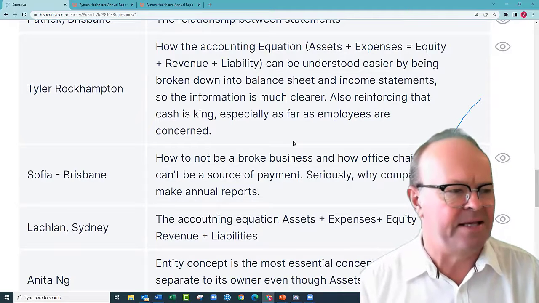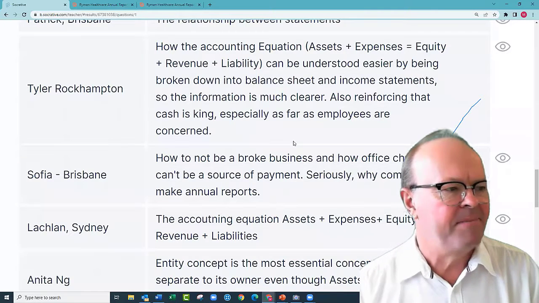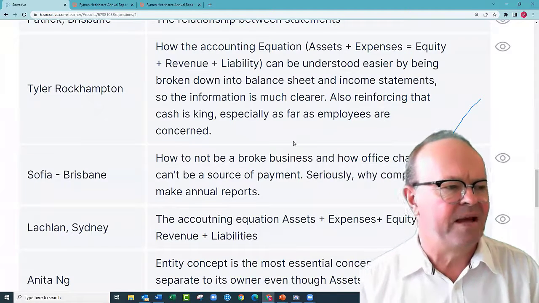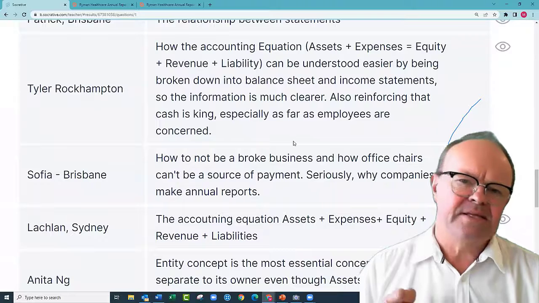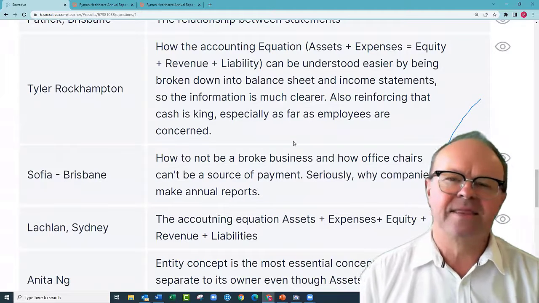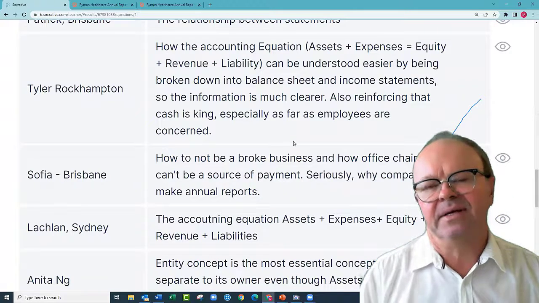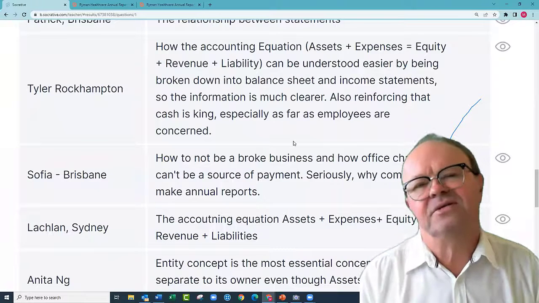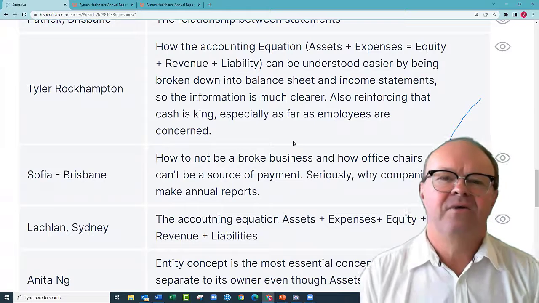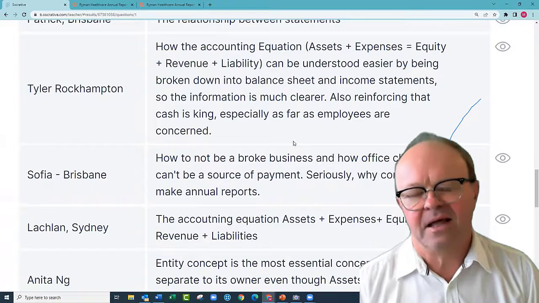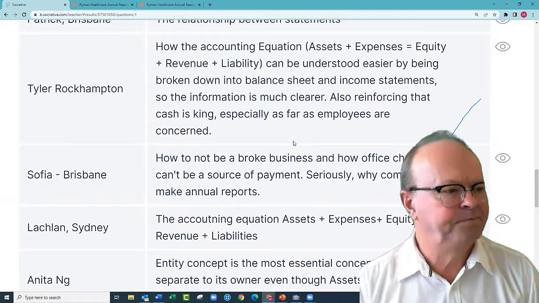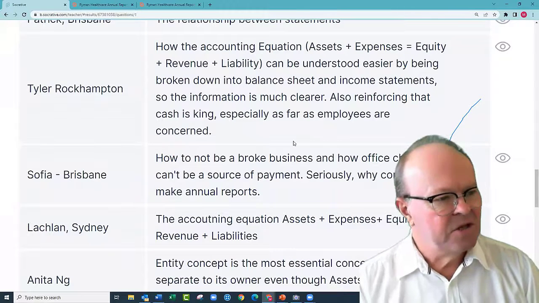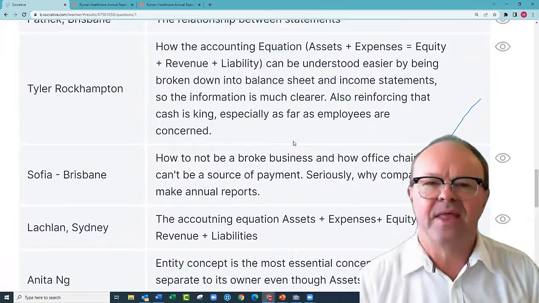Assets plus expenses equals equity plus revenue plus liability. It can be understood more easily by being broken down into the balance sheet and income statements so that the information is much clearer. The balance sheet is showing us the assets, equity, and liabilities, and it's giving us some details about them, various items in each of those categories, various assets Ryman Healthcare has, and liabilities and equity, and the same with revenue and expenses in the income statements. So those items are broken down into more detail.